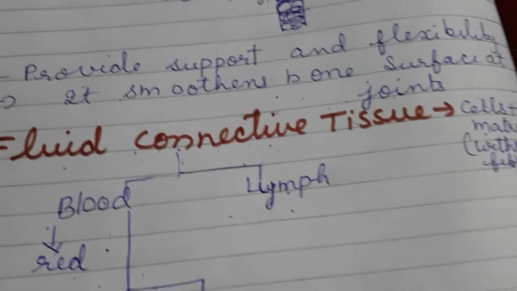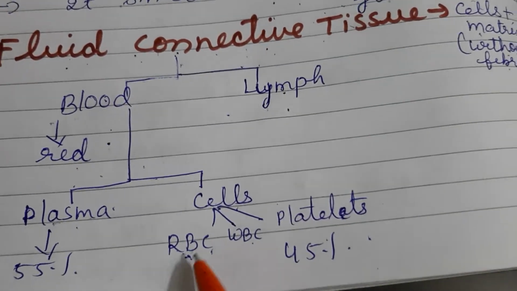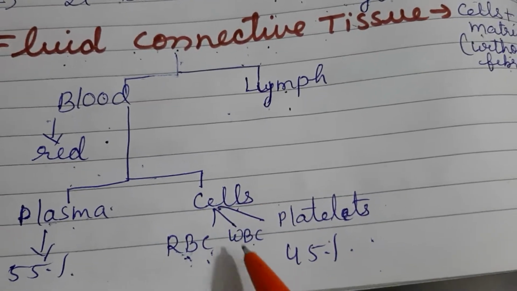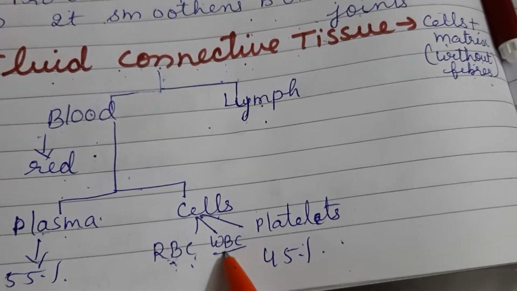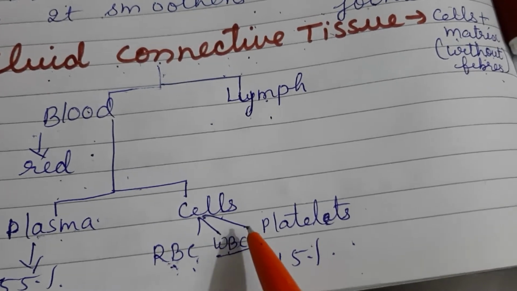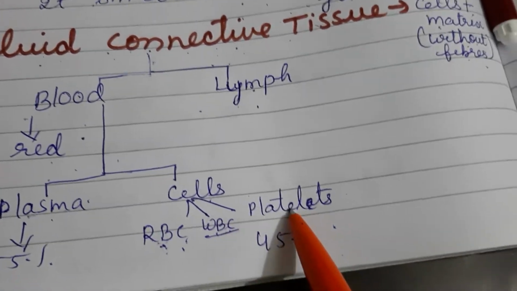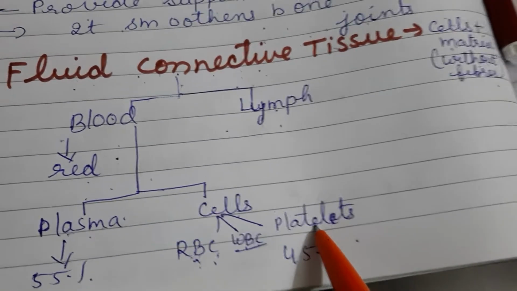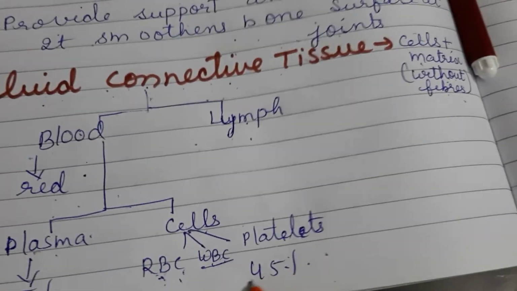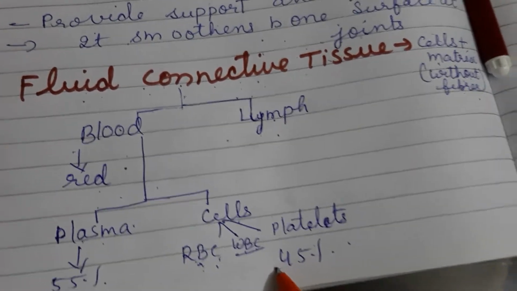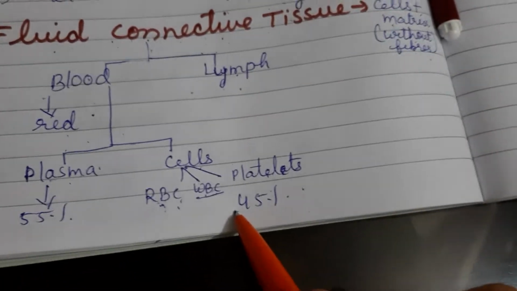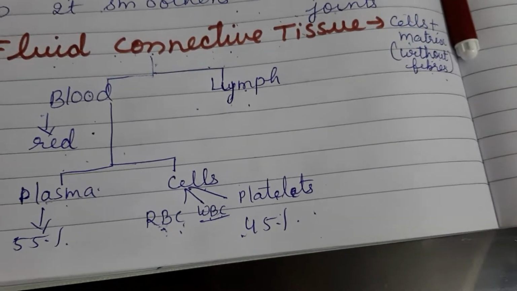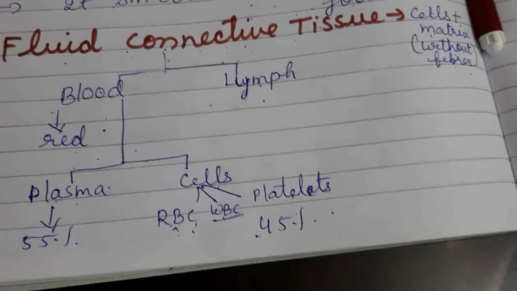Now these RBCs, we know they are red in color. Their function is they help to transport the oxygen into different cells of our body. WBCs, they are the soldiers of our body. They provide the defense mechanism to our body, and the platelets help in the clotting of the blood, right students? Now what is the amount of blood which is present in a normal person? So it is 6 liters of blood.